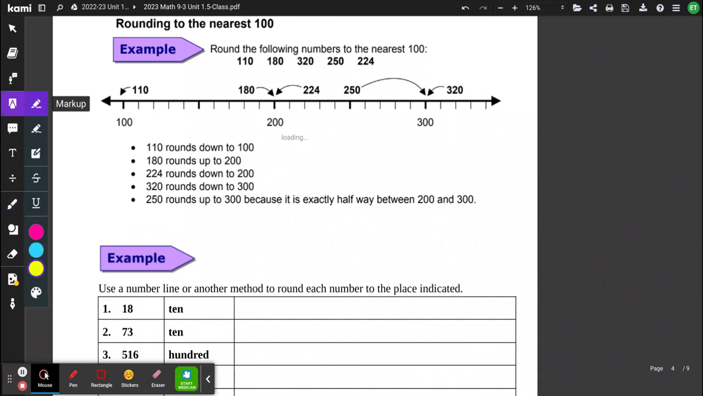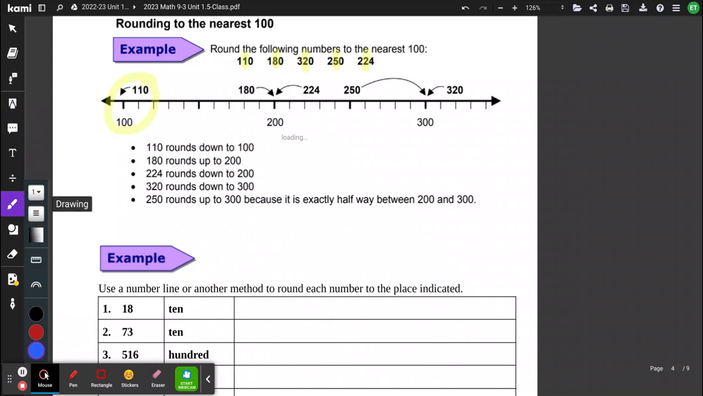So what I'm looking at is the middle number here, the 1, the 8, the 2, the 5, and the 2. All those middle numbers, because that's in the 10 spot. If I want to round to 100, I have to see if those numbers are 4 and lower, or are they 5 and bigger. The 5 and bigger will round up. The 4 and lower will round down. So 110 is going to round to 100 right here. He's going to round down to 100.